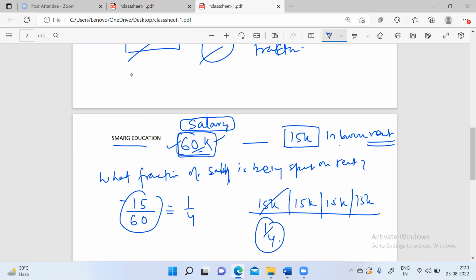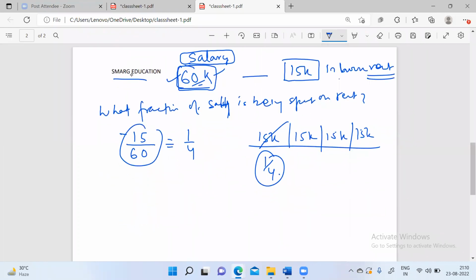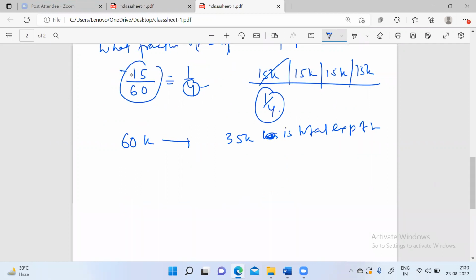And you can also calculate it like this. So for 60,000, here you divided the total into 4 parts. And if I say that 35,000 is the total expenditure of the month, what part of the salary did he actually spend in that month? How would you express it? What part of the salary?